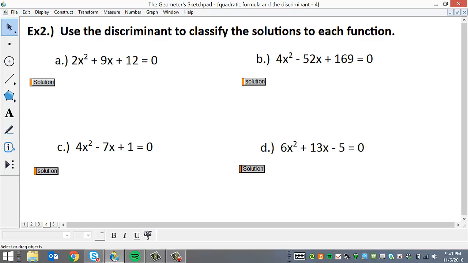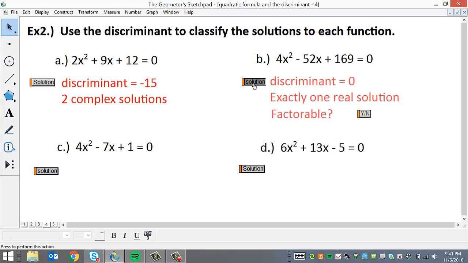For example A, for 2A, what I got for the discriminant should be negative 15. Negative 15 is less than 0, which signals to me that there are 2 complex solutions. That means if you looked at the graph, you would not see any x-intercepts. That parabola would open away from the x-axis. It would never touch the x-axis. Hopefully you're 1 for 1. Let's see if we can get the next one.